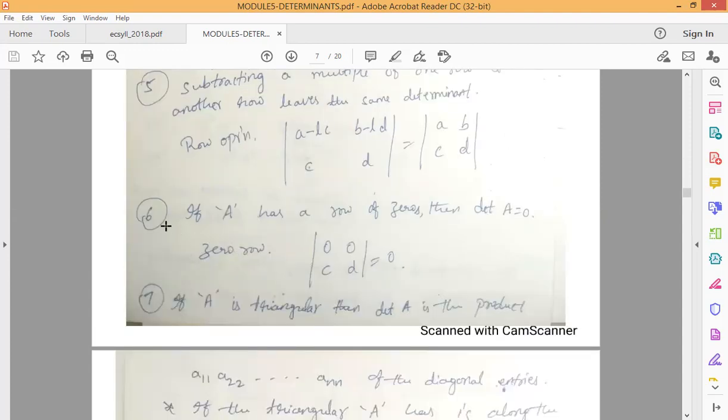And the sixth property is, if the matrix A has a row of zeros, then the determinant of A will be equal to 0. Here you can see one row consists of 0, 0, and the second row is C, D. But when you calculate the determinant, its value will be equal to 0. This can be applied to a square matrix of any size. Even if you consider a 3 cross 3 matrix, if any one row is 0, the determinant of such a matrix will also be 0.